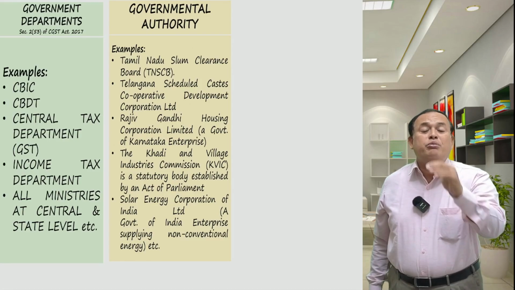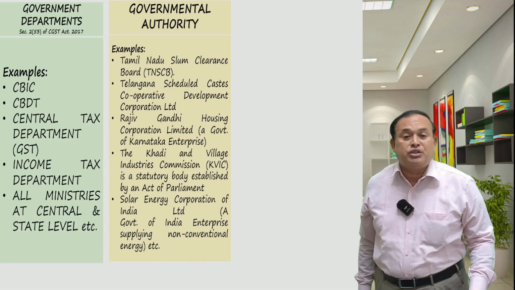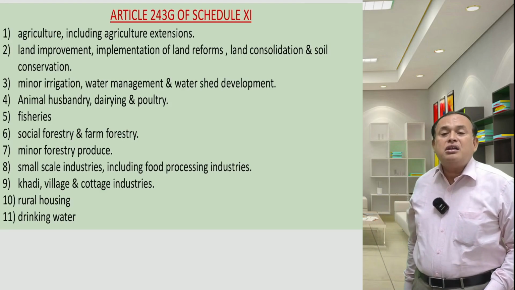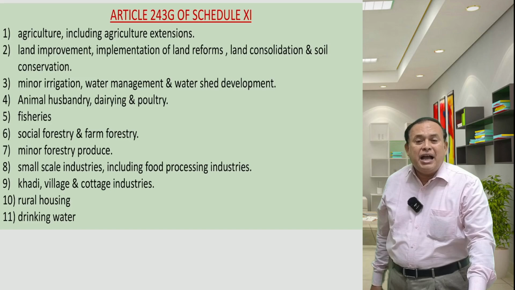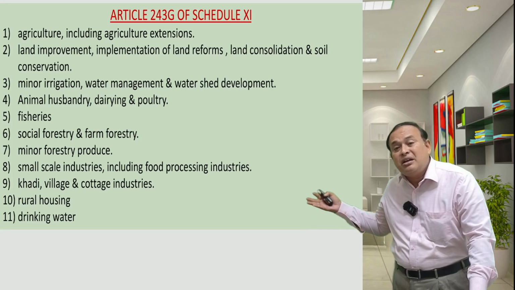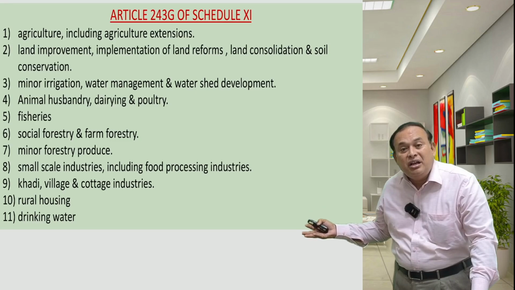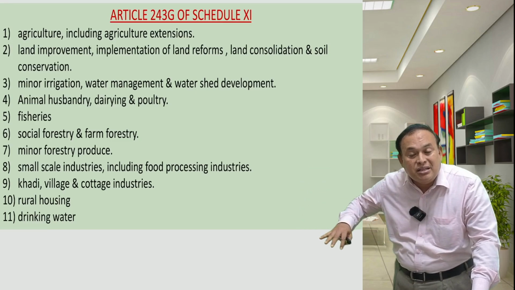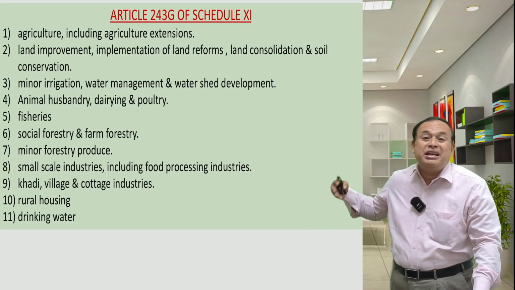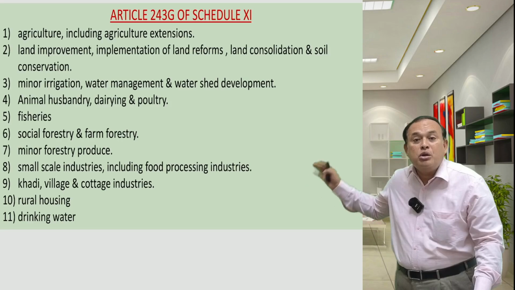Why? They are going to meet the objectives of Article 243G or Article 243W of the Constitution of India. What are those activities? The activities are as follows. Article 243G of the Constitution of India, the list of services which are going to be provided by the institution established by government or holding 90% or more equity shares or 90% or more of voting rights by government. If so, we call it government authority.